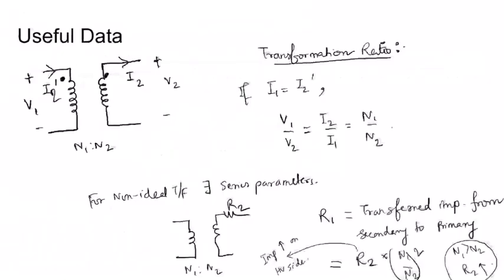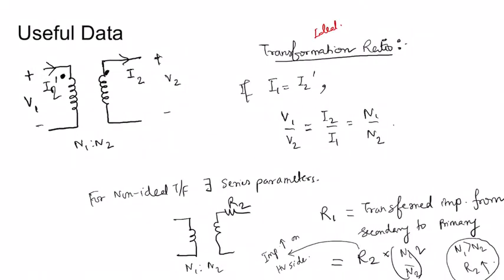Coming to the useful data, we know for an ideal transformer, the transformation ratio is defined by N1 by N2, and the voltages V1 and V2 are given by V1 by V2 equal to I2 by I1 equal to N1 by N2, where I1 is the reflected current at the primary side of I2. Now for non-ideal transformers there are series parameters also along with this.